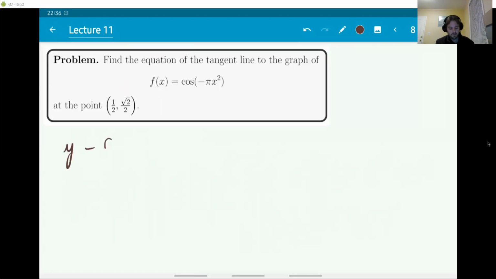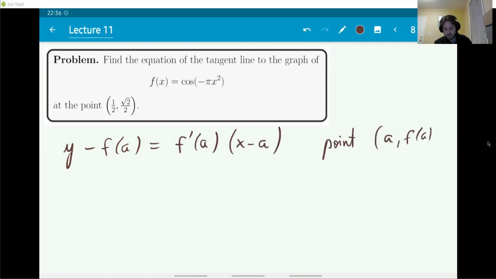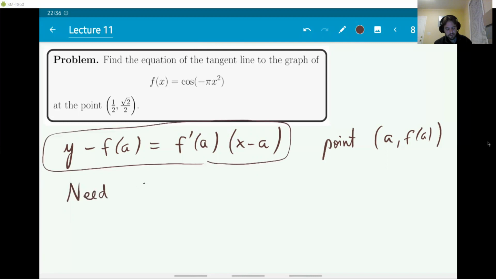I should remind you, this is how you find the equation of a tangent line at a point where the x coordinate of this point is a, the y coordinate is f of a. So the y value of the point is f of a, the x value is a, and the slope is the derivative. This is the answer that we need. So we need to find f prime. What is a again? a is the x coordinate of the point given. We need f prime of 1/2. That's why you need a derivative before you can talk about the tangent line.